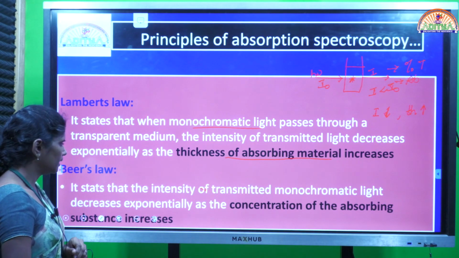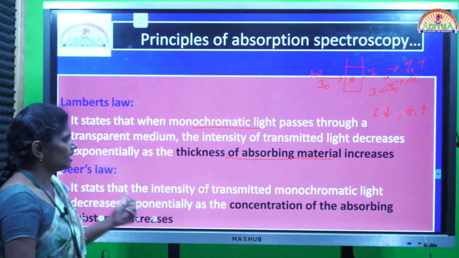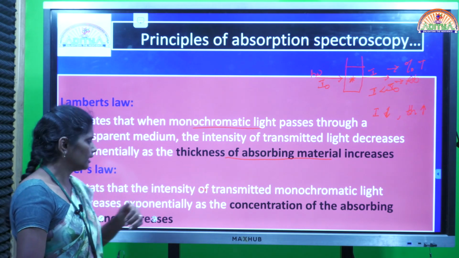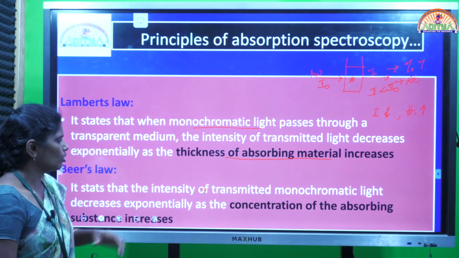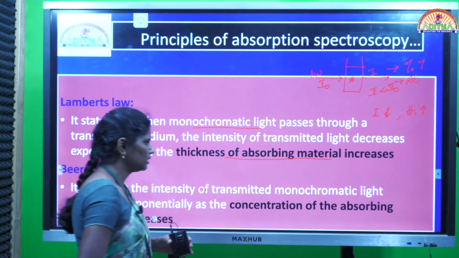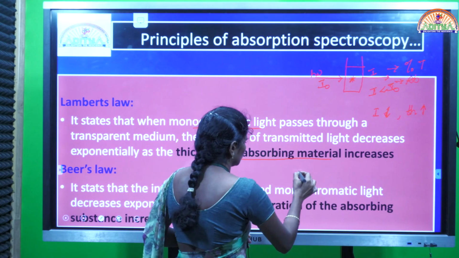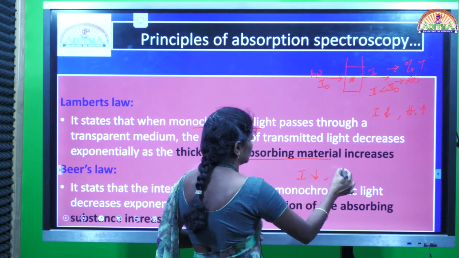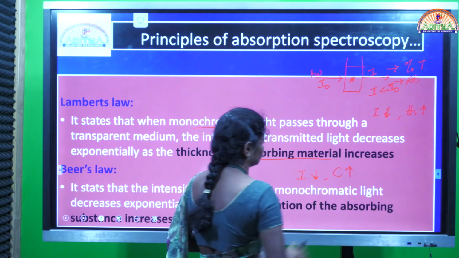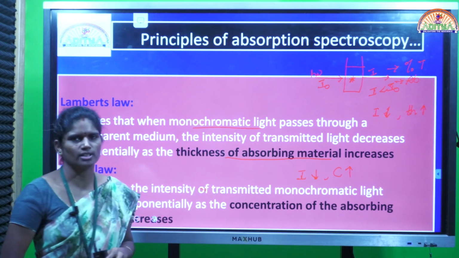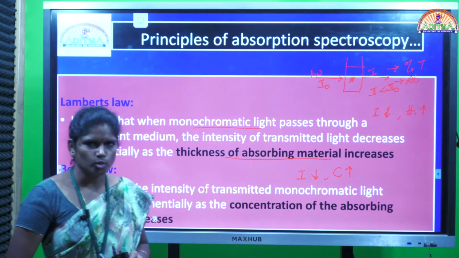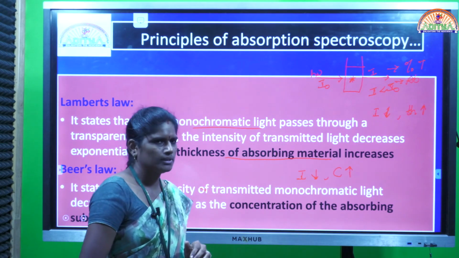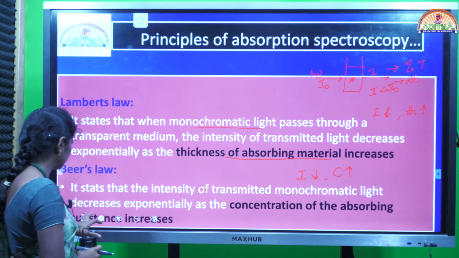In case of Beer's law, it states that the intensity of the transmitted monochromatic radiation decreases exponentially with the concentration of the absorbing species. So the intensity of the transmitted light decreases with increase in the concentration. As the concentration of sample molecules increases, the absorption increases, and thereby the intensity of the transmitted light will decrease.